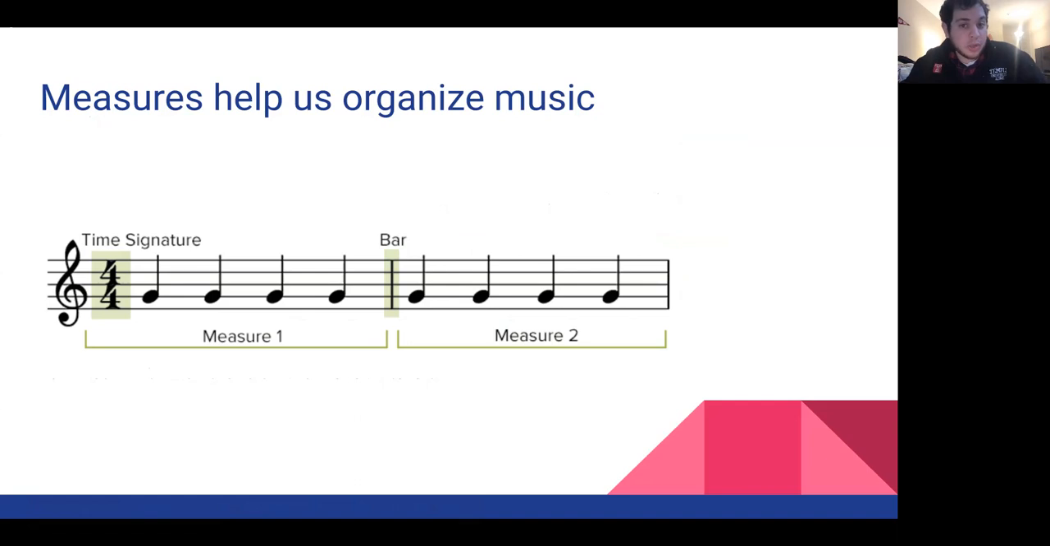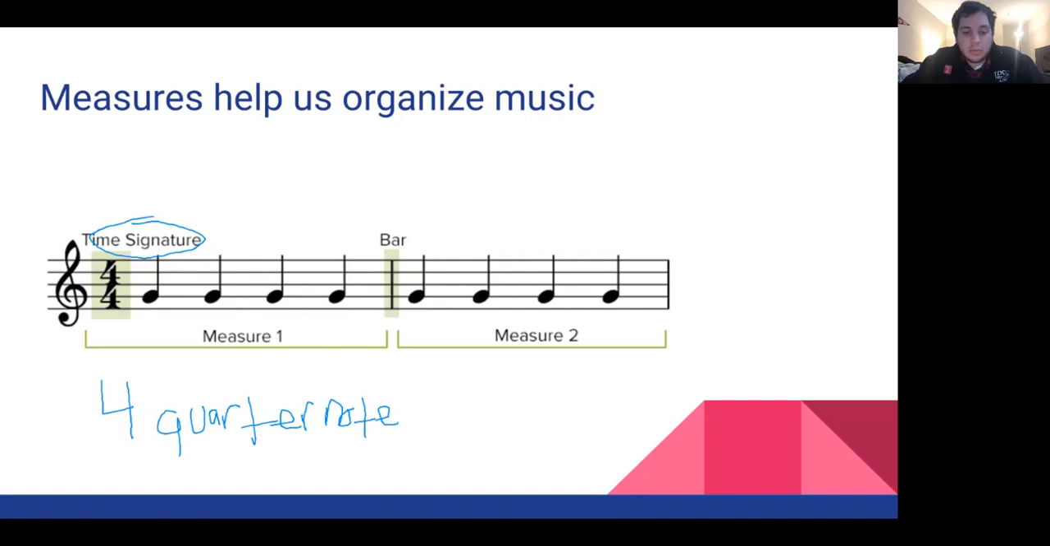Measures, they help us organize music. So I'm looking and I see our time signature. And I see it's 4/4. That means 4 quarter notes. I know, it would have been easier to type this. There we go. 4 quarter notes.